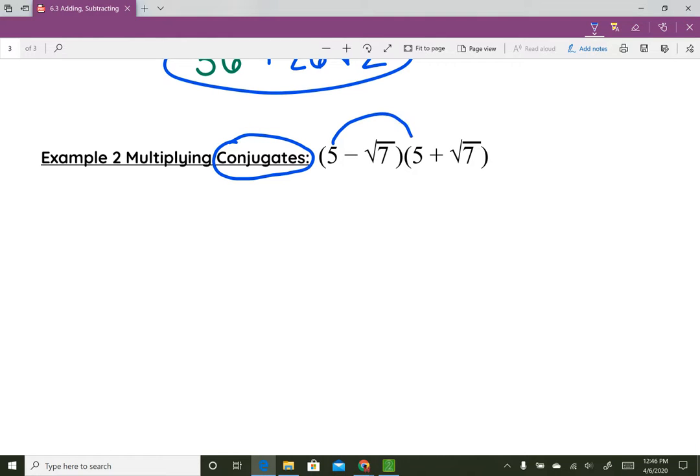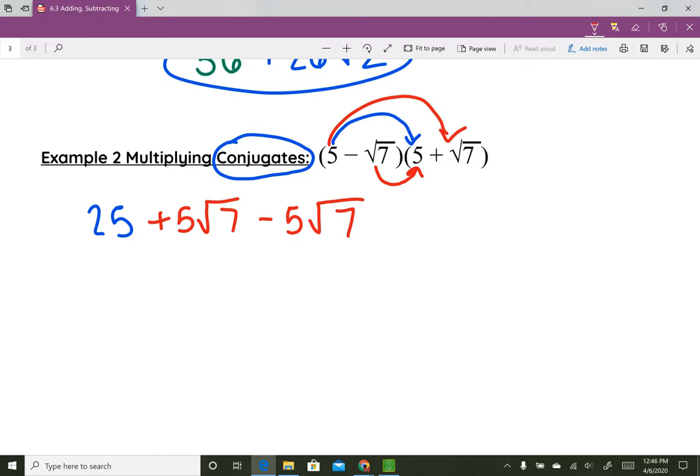So the first thing I'm going to do is I'm going to do 5 times 5, which is 25. Second thing I'm going to do is do 5 times the square root of 7. So I can't multiply anything on the inside or outside. I can't make that the square root of 35. No way. One's on the outside, one's on the inside. Now what I'm going to do is negative square root of 7 times positive 5. Negative times a positive is a negative.